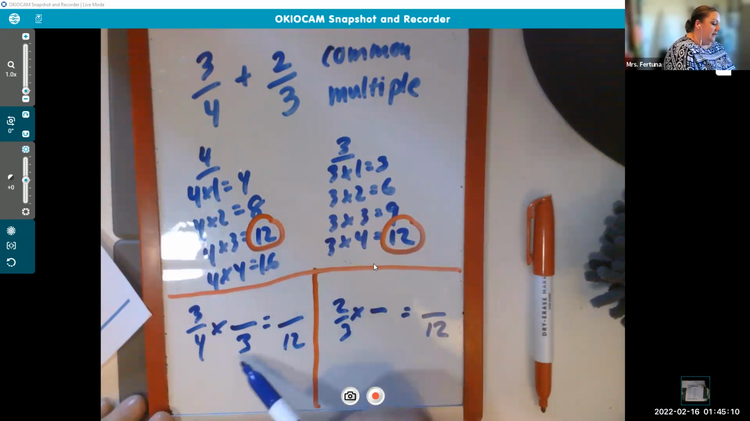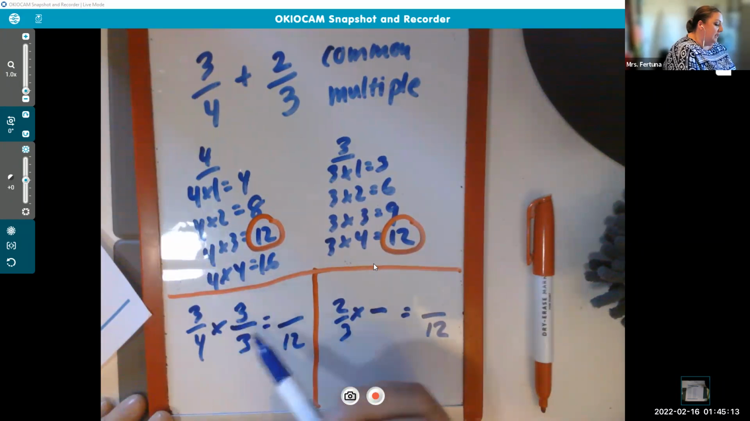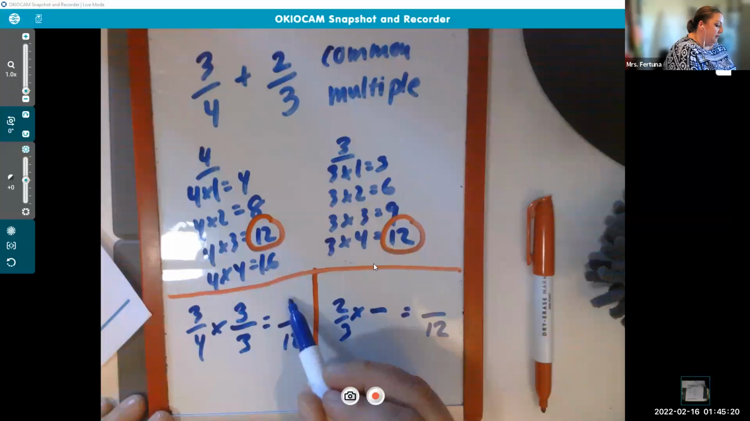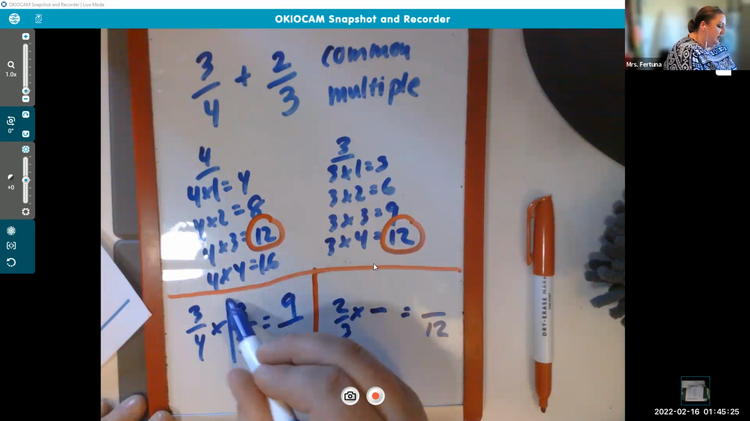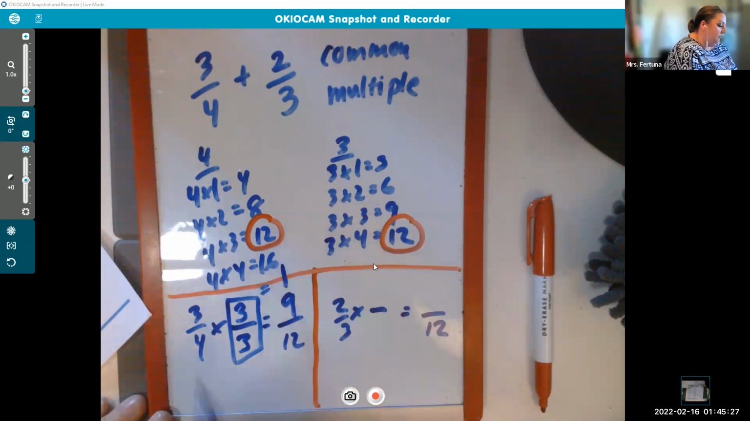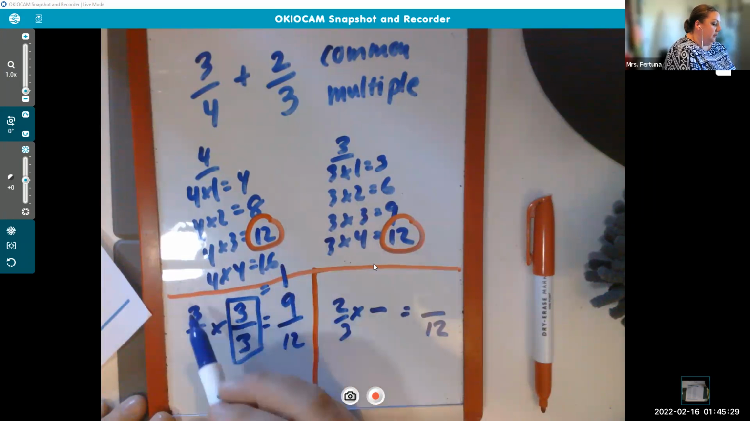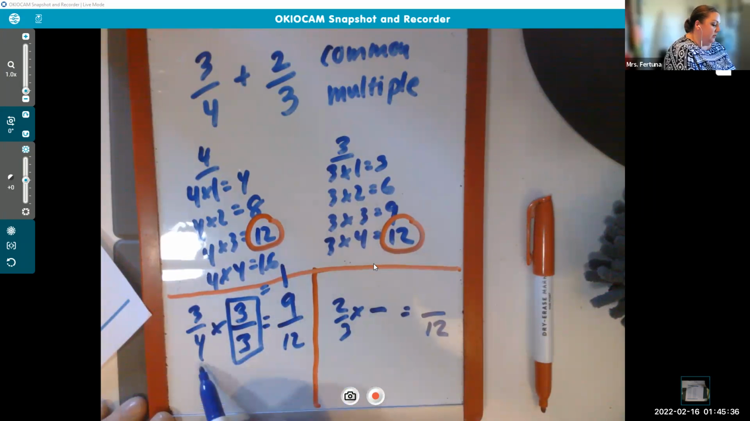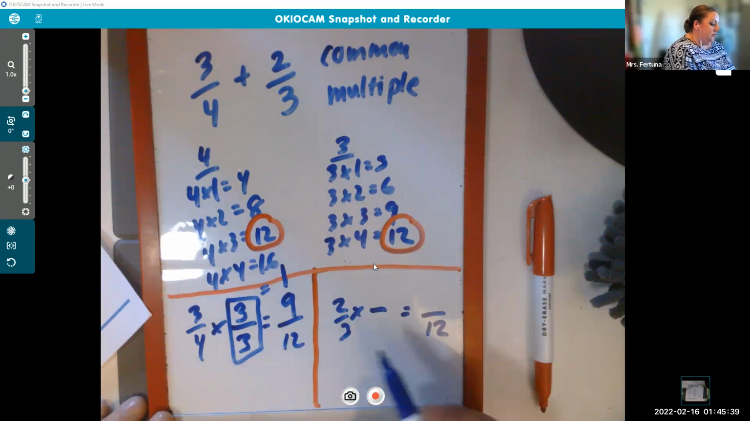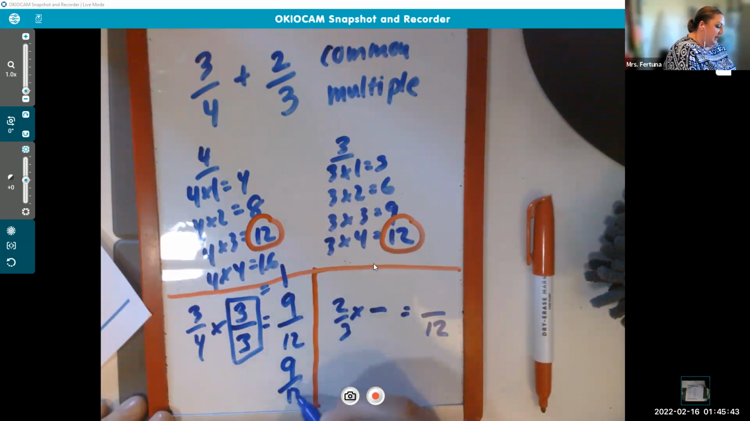Now we're going to take that 3 and multiply it by this number. We're going to use the same 3 that we have here to multiply by this number. We have 9. In essence, we're multiplying by 3/3 because this equals 1 whole. So we're going to multiply this 3/4 times 1, and that's going to give us 9/12. Okay, so we know that 3/4 really is equal to 9/12. We'll bring that down here so that we can add it together.